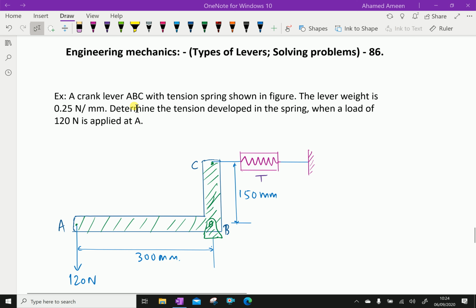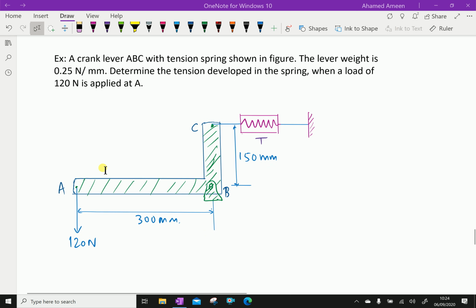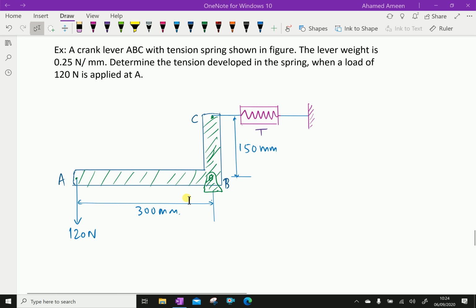Example: a crank lever ABC with a tension spring is shown in the figure. The lever weight is 0.25 Newton per mm. Determine the tension developed in the spring when a load of 120 Newton is applied at A. Here, the load is applied here. Due to that, spring tension will be created.